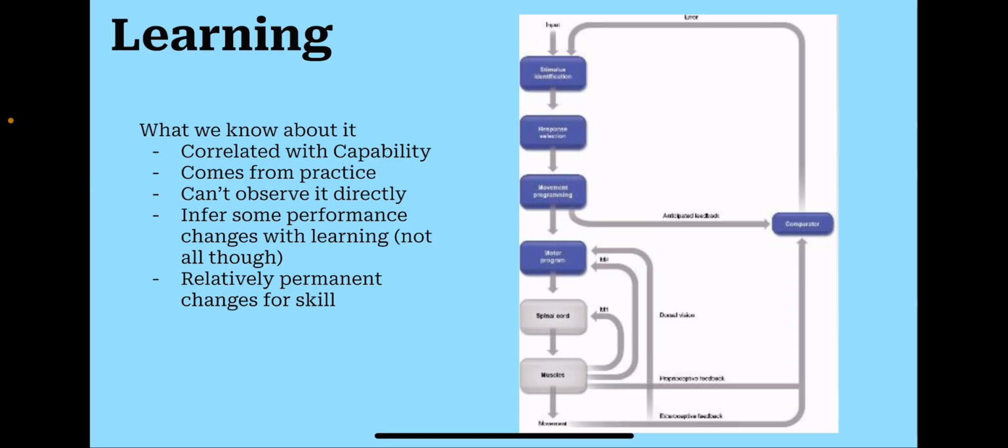With learning, we know that it's correlated with capability, we know that it comes from practice, and we know that we can't observe it directly, along with capability. We can infer that some performance changes are due to learning, but you can't make that a 100% claim. And with learning, you will achieve relatively permanent changes for a skill.